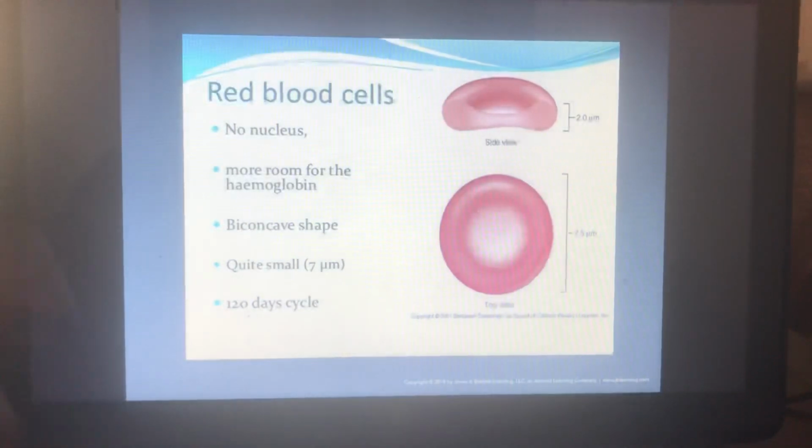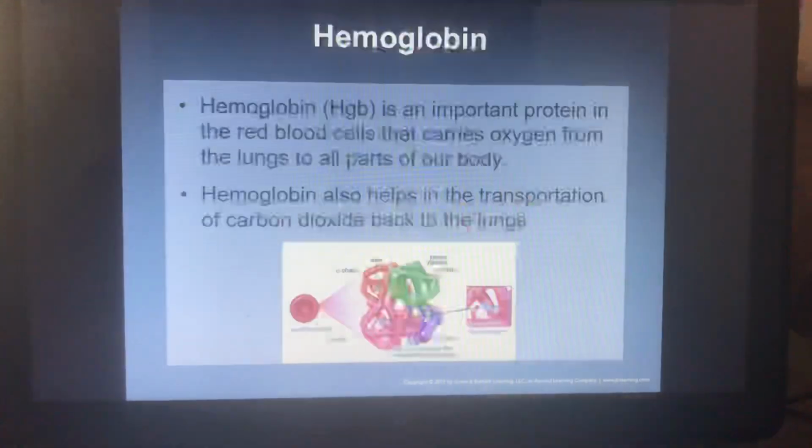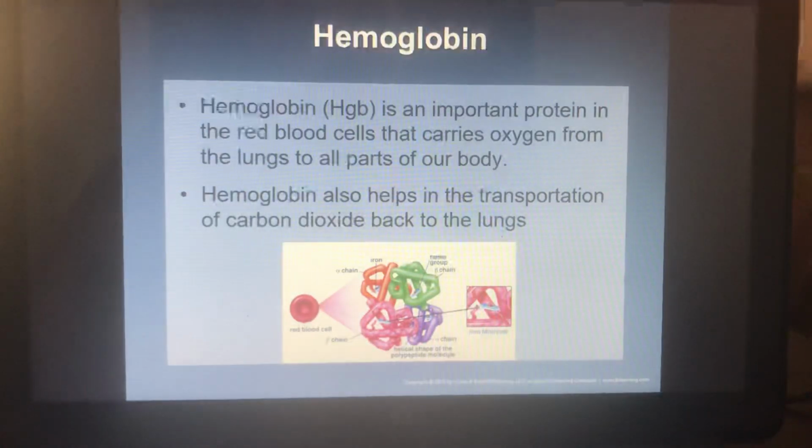And we'll talk about how it gets recollected and recycled to make new ones. So let's talk a little bit about the hemoglobin.